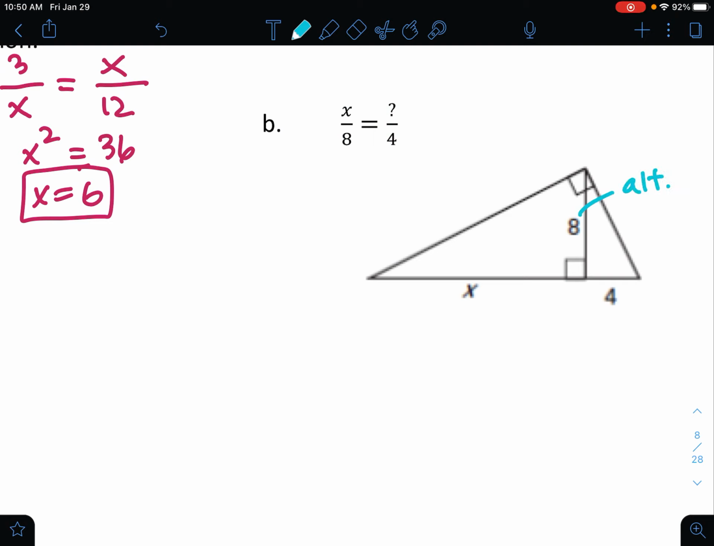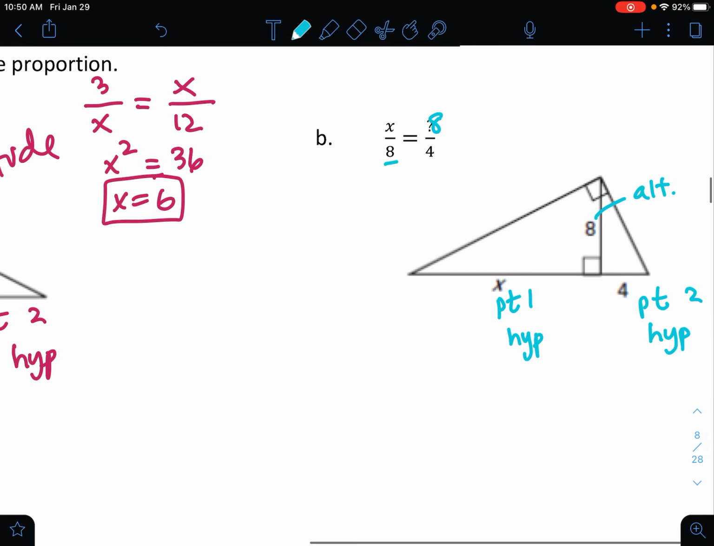Okay, next one. Here's what I see here: 8 is the altitude, and then I have the same thing here. I have part 1 of the hypotenuse. I have part 2 of the hypotenuse. So I'm going to do the same thing. So I've got the geometric mean of the altitude. So there is the first 8, and the other 8 goes here. And then there's my x over 4, or x and 4 on the other section. So it can look a little different in the setup, but it's still the geometric mean of the altitude.